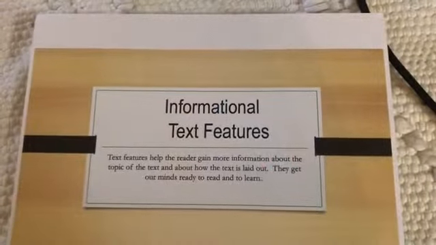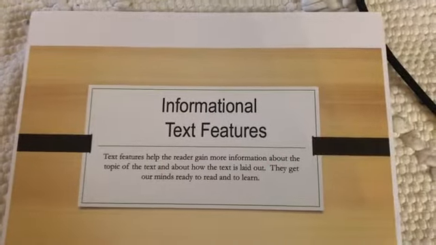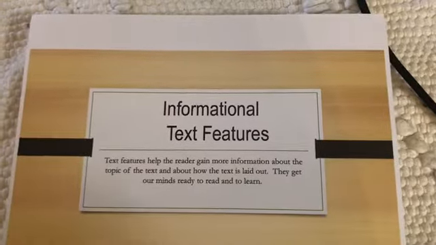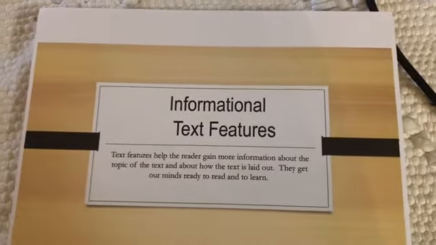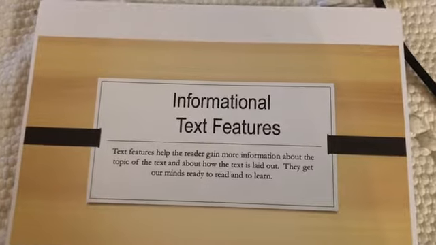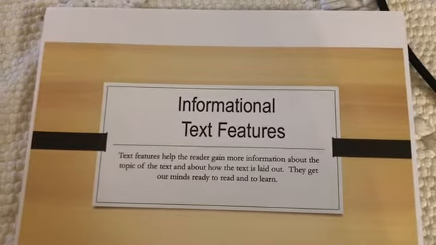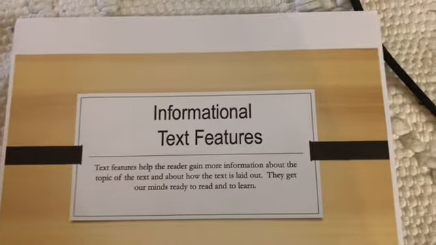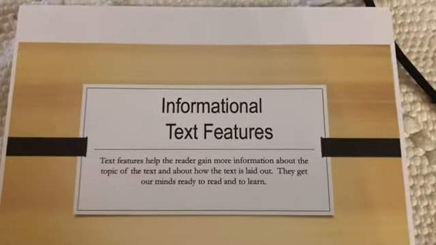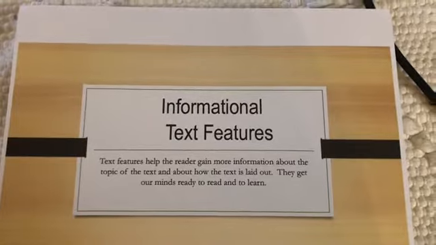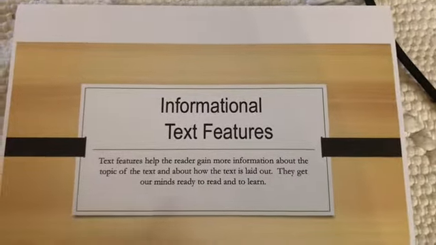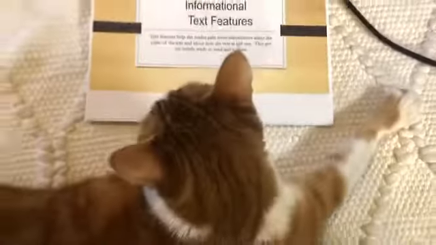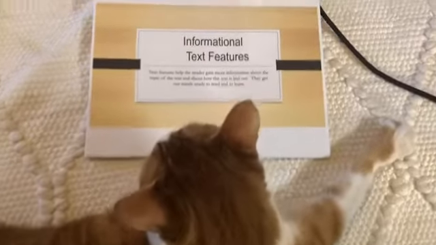Okay, 3rd graders, today we're going to remind ourselves about the informational text features that you've learned about in the 3rd grade and maybe some new ones. So text features help the reader to gain more information about the topic of the text and about how the text is laid out. In other words, text features help an author better organize a text and make it more understandable. They get our minds ready to read and to learn. And Miss Lulu is very ready to read and learn.